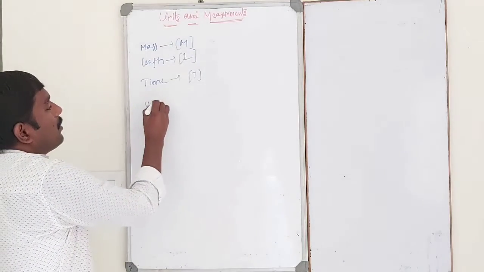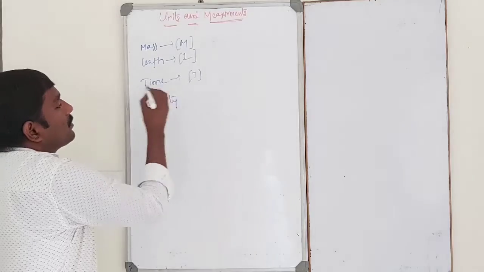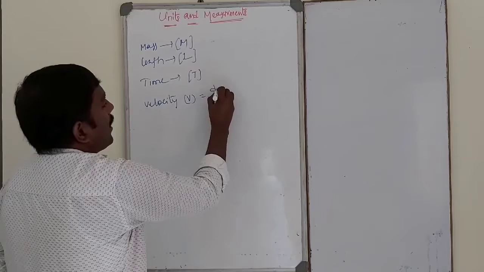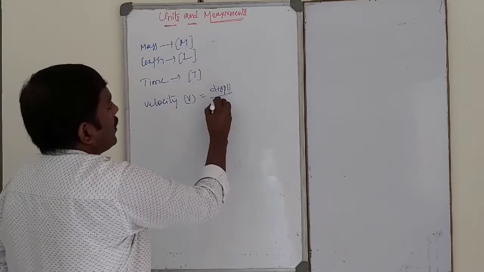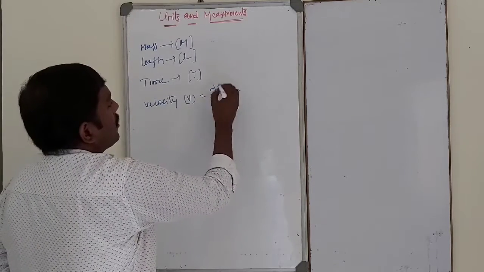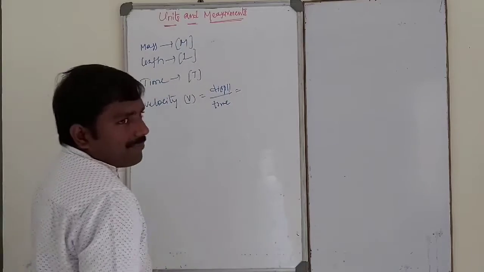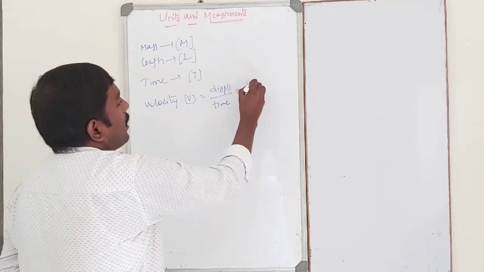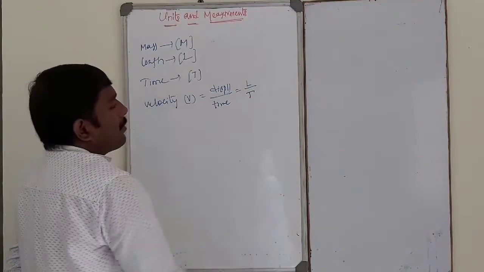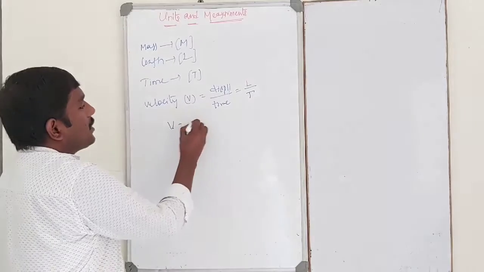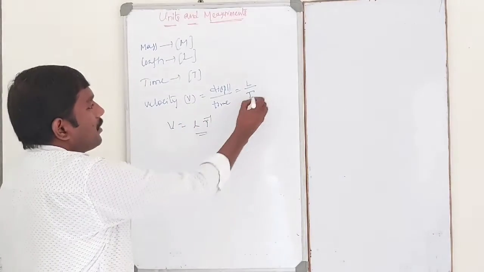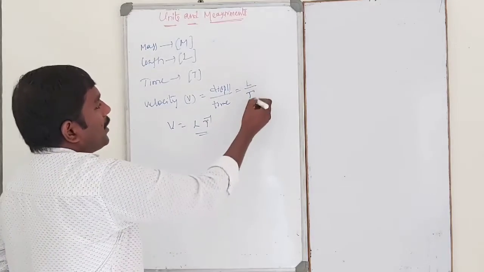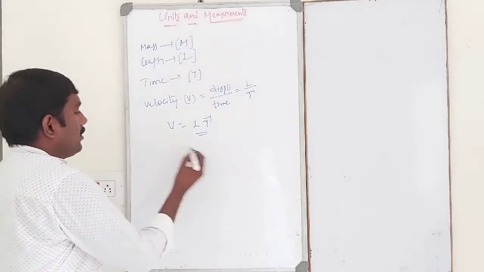Next one, velocity. Velocity means displacement by time. Displacement, or distance, whatever it is represented as, is L, divided by time, capital T. So velocity is L T power minus 1, because time is taken from the denominator to the numerator.